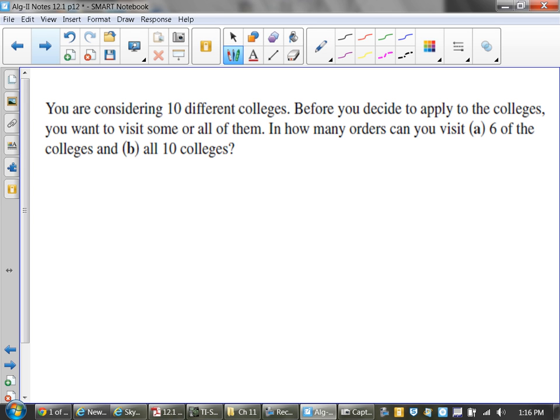So this is your 10 permute 6, which winds up being 151,200. That's a lot of gas for different ways of going around to different schools. They're all in like California, Texas, probably.